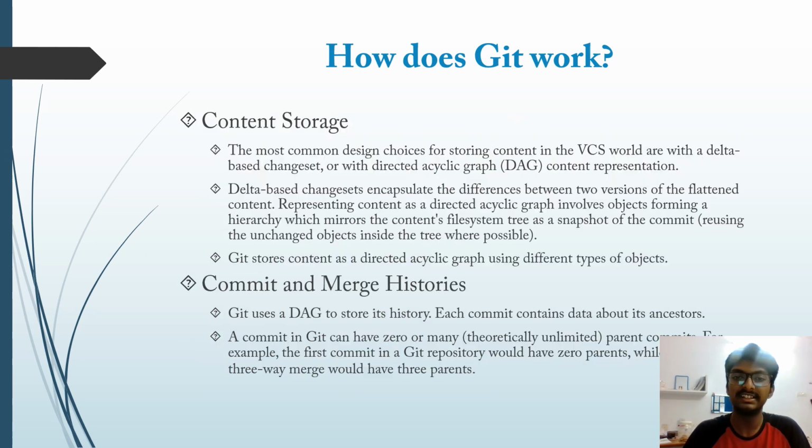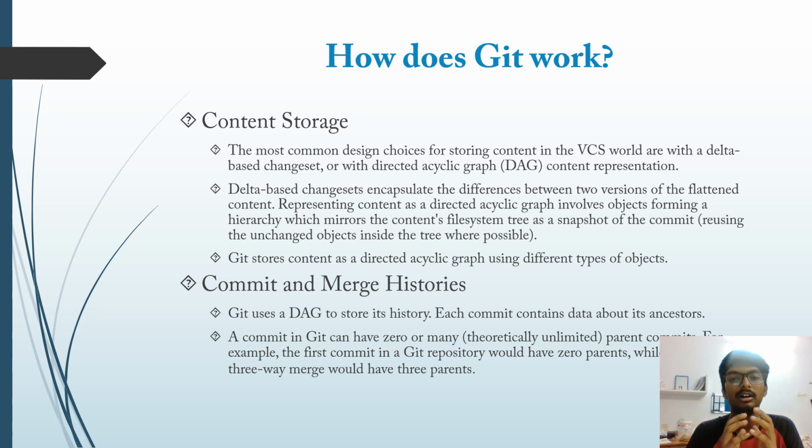The most common design choices for storing data in version control systems include two methods. First is a delta-based change set, and second is a directed acyclic graph with content representation. A delta-based change set is one which encapsulates the differences between two versions of the content. However, Git uses a directed acyclic graph representation.